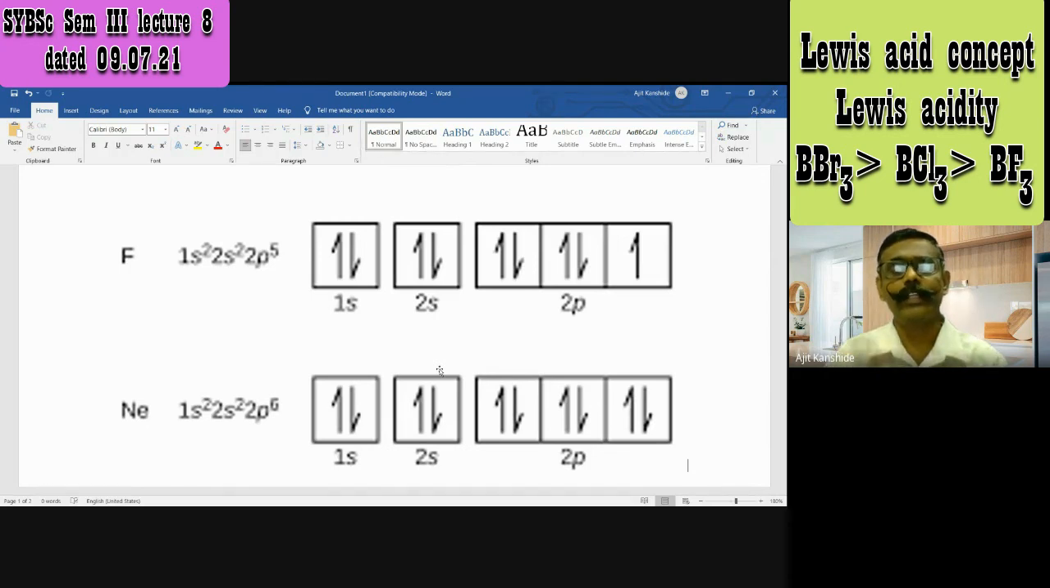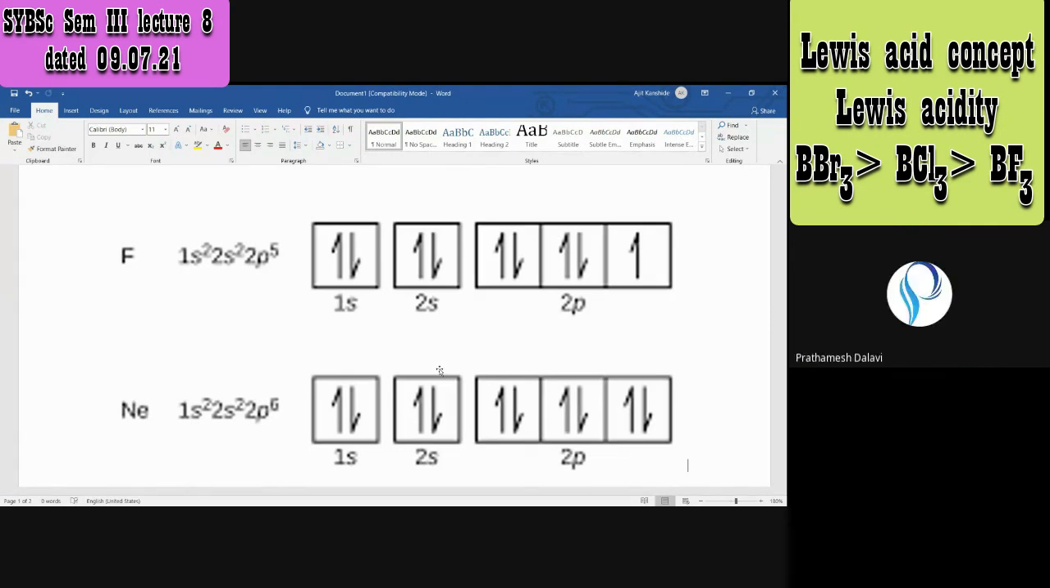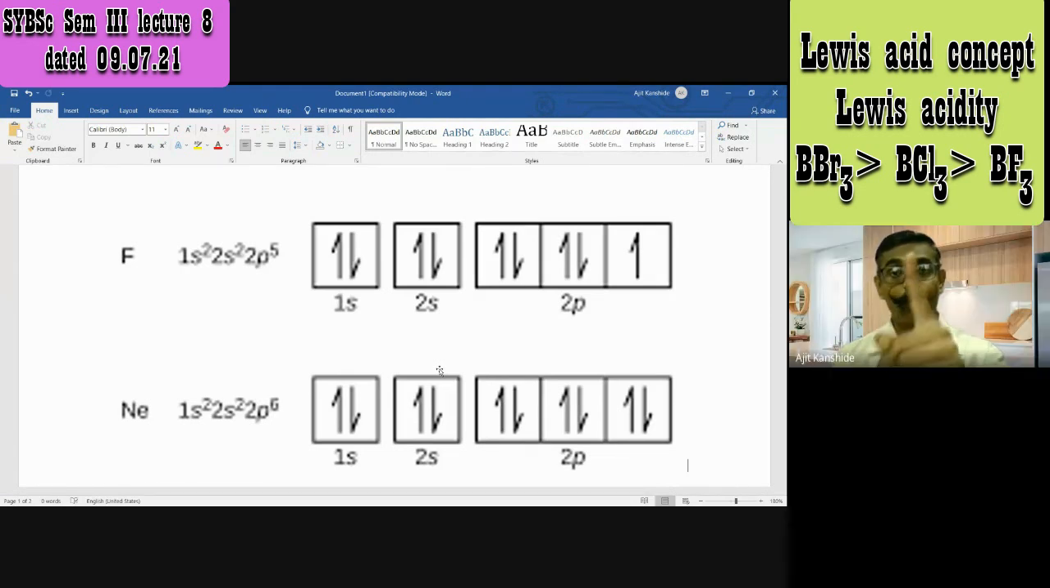Forget about it. Now come to the next element, fluorine. How many unpaired electrons are there in fluorine? One. So fluorine will form one bond, a single bond. Why? Because it is lagging compared to neon, compared to the stable electronic configuration, the octet concept. It needs only one electron.